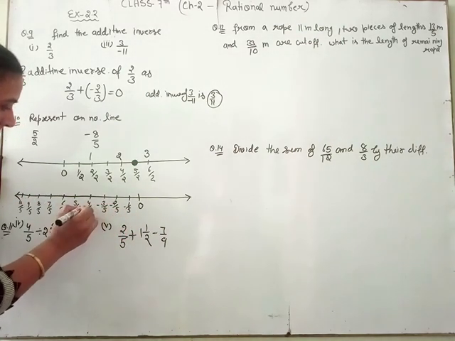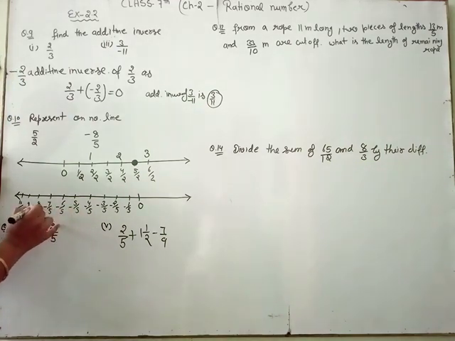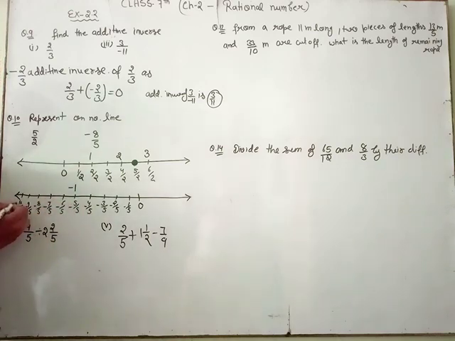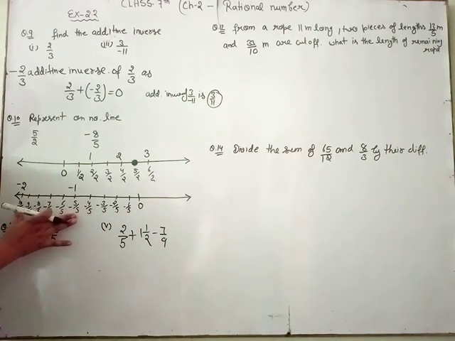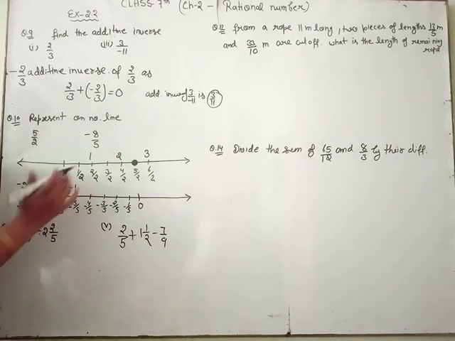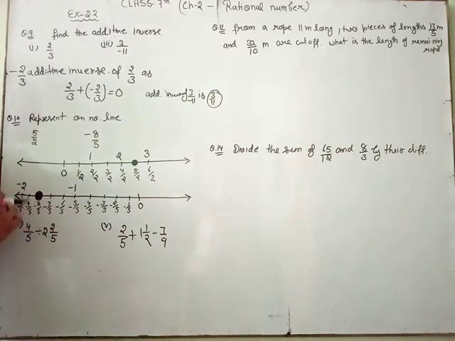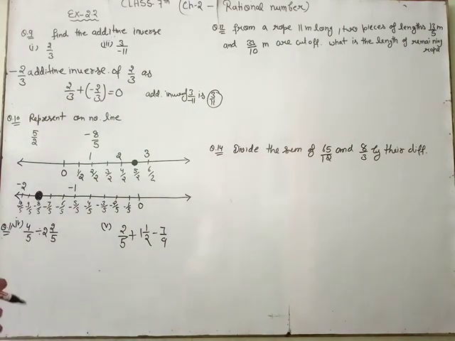Minus, minus, minus. Okay. Minus 5 by 5 is minus 1. Minus 10 by 5 is minus 2. There is 0. Then at the same distance, minus 1, minus 2, and minus 8 by 5. This is minus 8 by 5, and minus 8 by 5 lies between minus 1 and minus 2. Then we show these two on a number line.